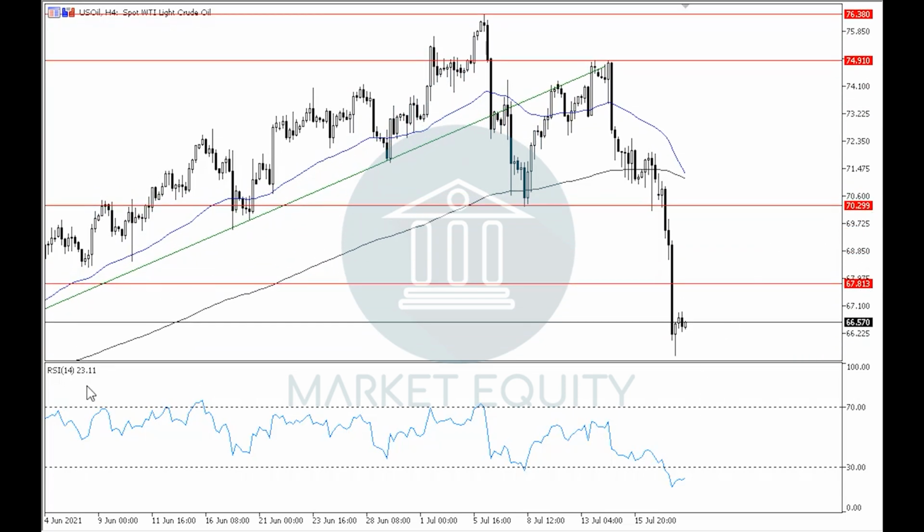If we notice the RSI indicator in the 4-hour time frame, then we can see that by moving below level 30 inside the oversold area, it supports the probability of an upwards correctional movement, which might extend to retest around level 67.80 before continuing with the downtrend. That was it for the US oil.